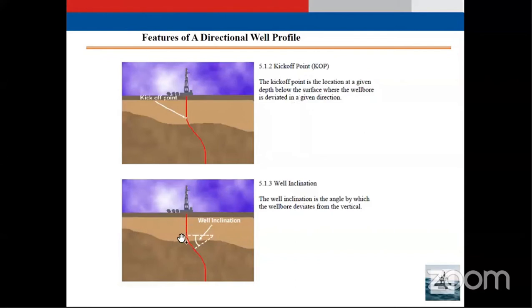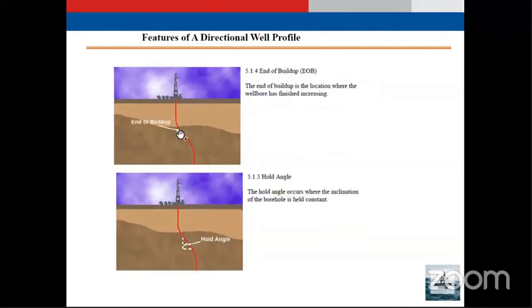Then another definition is called well inclination. Well inclination is the angle by which the wellbore deviates from the vertical. This is the vertical, then this is the deviated path. The angle between the vertical and the deviated well is called well inclination. As I mentioned, when the well is horizontal, the inclination will be 90 degrees. At the kick-off point, the angle is 0. After the kick-off point, the inclination starts to build and increase above 0 until I reach the target depth and the target angle.